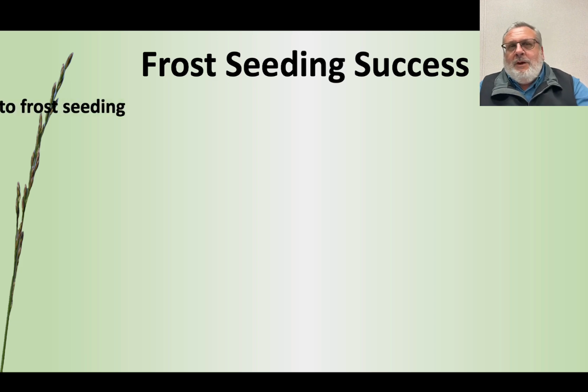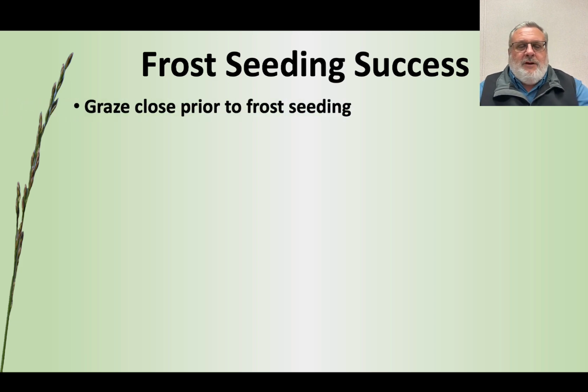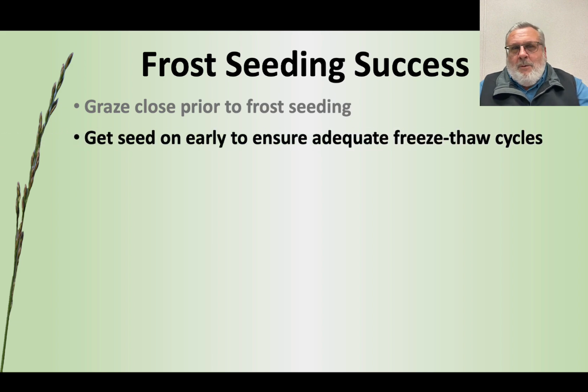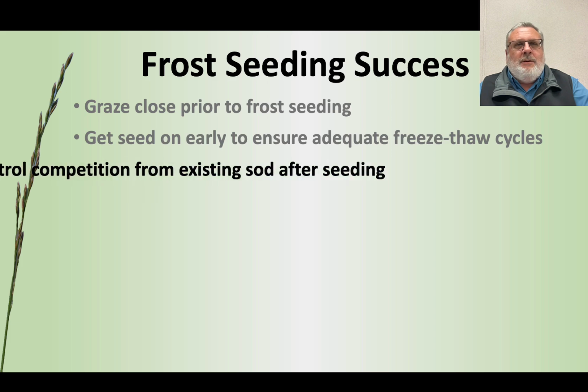Just a couple things to think about in terms of having success with your frost seeding. You want to graze that pasture close prior to frost seeding. The only time I'll tell you to abuse your pasture is when you're getting ready to frost seed. We want to get the seed on early enough to ensure that we have adequate freezing and thawing cycles, and that's about 2 weeks prior to when we would expect not to get any more freezing and thawing cycles. I tell people to try to get it on by about mid-February, and then that guarantees that we've got plenty of freezing and thawing cycles to get that seed incorporated.